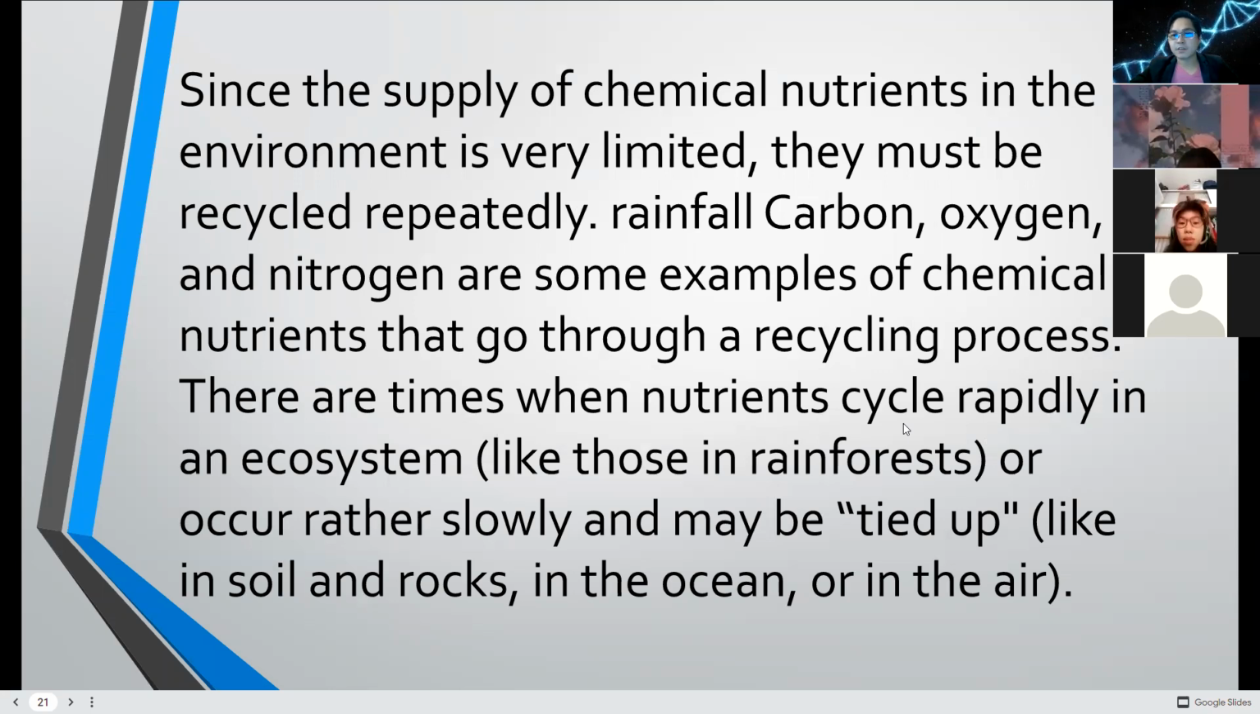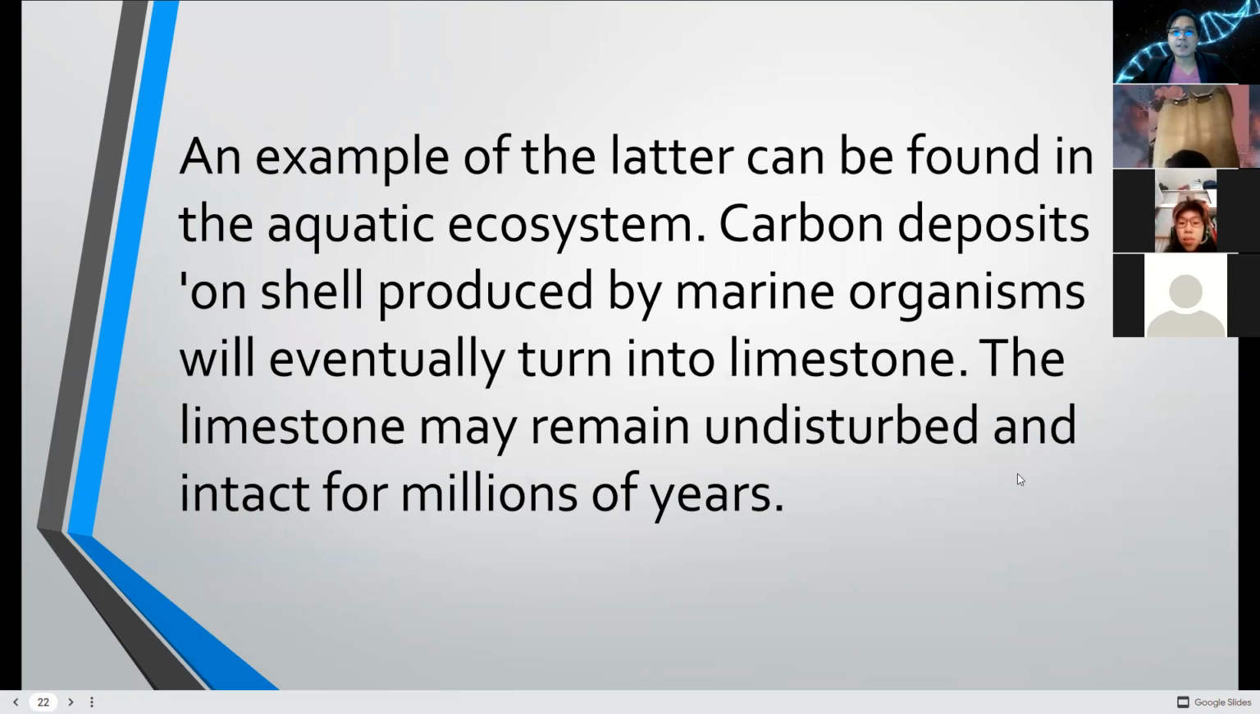There are times when the nutrients cycle very rapidly in an ecosystem or occur rather slowly and may be tied up in soil and rocks, in the ocean or in the air. Sometimes it may be sped up because of our activities, or it may be tied up in rocks, in the fossils. An example of the latter can be found in the aquatic ecosystem.